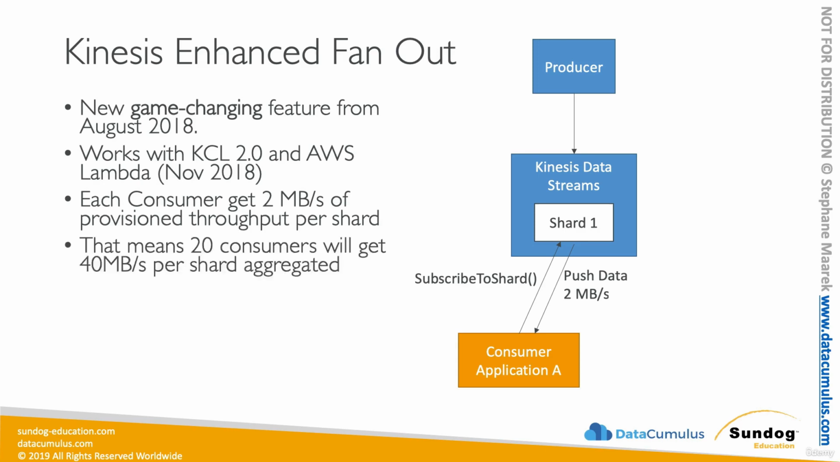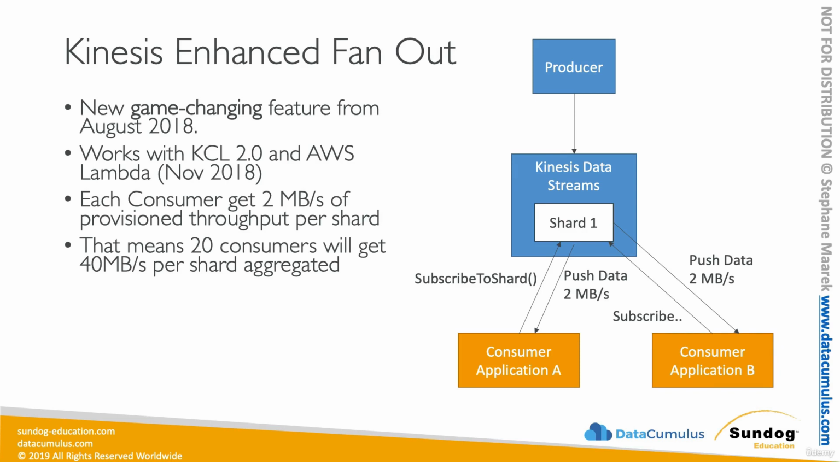That means that if we have 20 consumers, overall we'll get 40 megabytes per second per shard. So we can start adding consumer applications, do the subscribe call again, and get another 2 megabytes per second. So before we had a 2 megabytes per second limit per shard, but now we get 2 megabytes per second per shard per consumer.